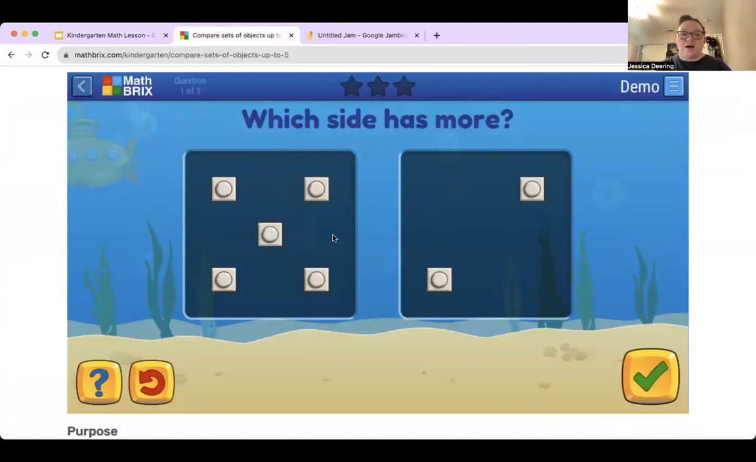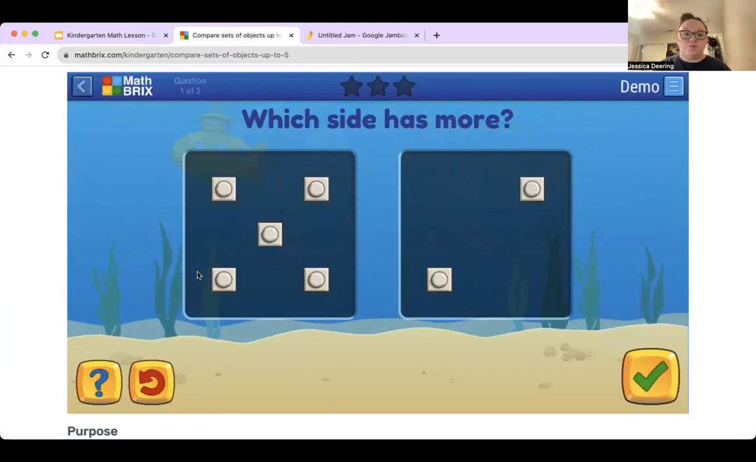Here we have some counters. Okay, can you turn to your neighbor and count how many counters there are in this first box, please? And go. That's right, there are 5 counters in this box. Ready? Can we count them? 1, 2, 3, 4, and 5. And then how many are in this box? 1, 2. There are 2 in this box.